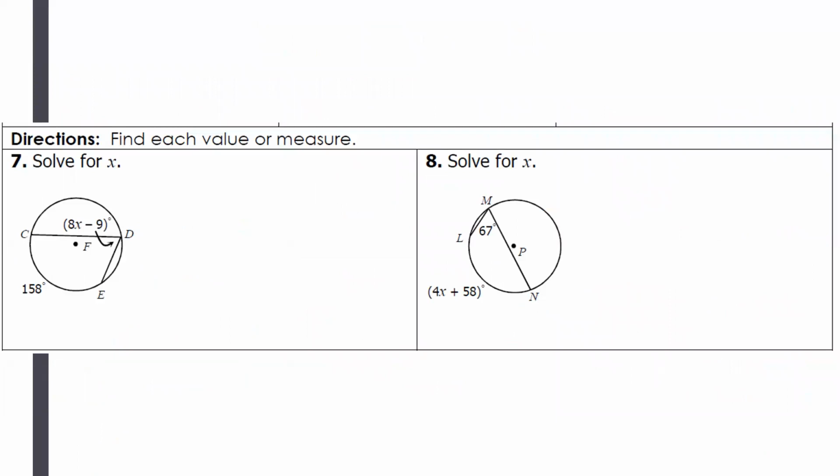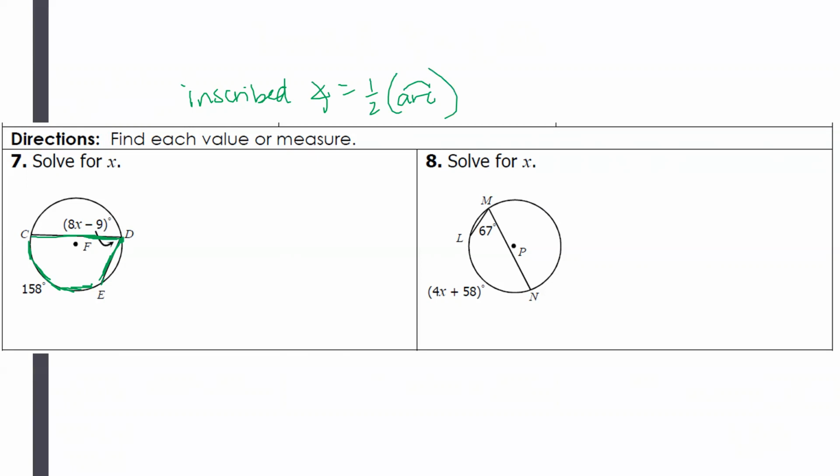Okay. The next slide, we have examples with intercepted arcs, but a little bit more algebra this time. In number 7, our angle is angle CDE. It's an inscribed angle because its vertex, D, is on the circle. The arc inside of it is 158. So an inscribed angle is half of the arc inside of it.